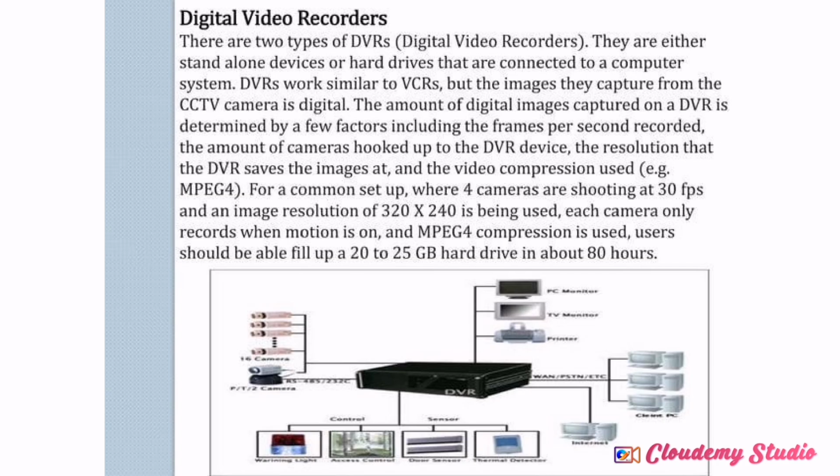Okay, these are 2 types of DVRs. One is a standalone or all-in-one, meaning on its own it has the drive inside and it can do everything, whilst the other has the hard drive connected to the computer system. So DVRs work similar to VCRs. By the way, VCR is a video cassette recorder, but the image they capture from the CCTV camera is digital.